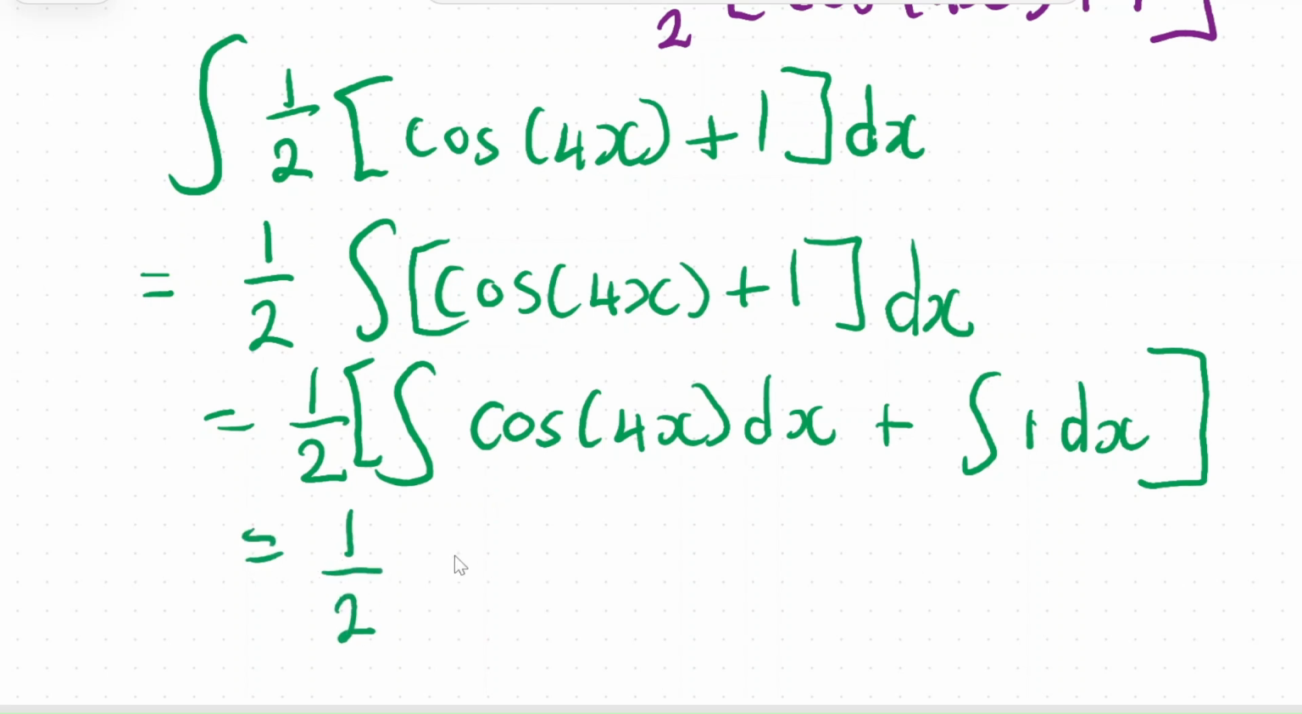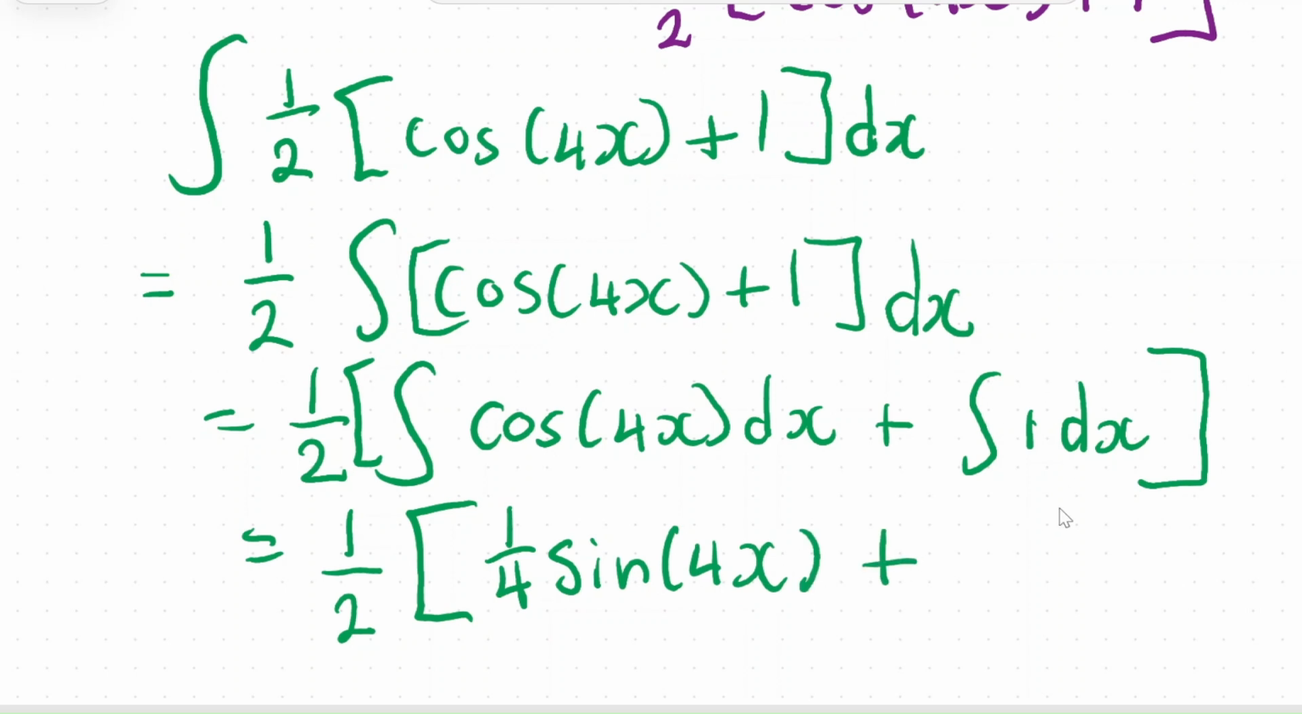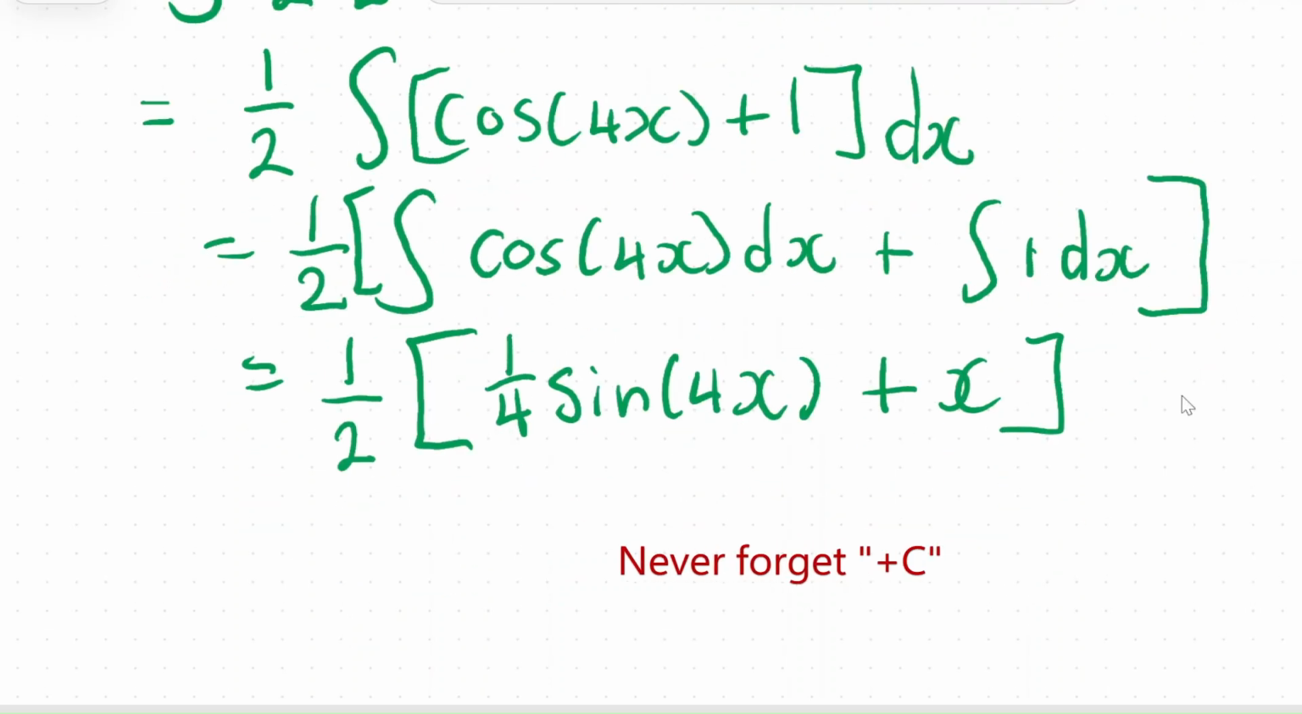That's perfect. And so now we have the integral of cos 4x, which would be 1 over 4 sine 4x, plus the integral of 1, which would give us x, plus c. And that would be our final answer.